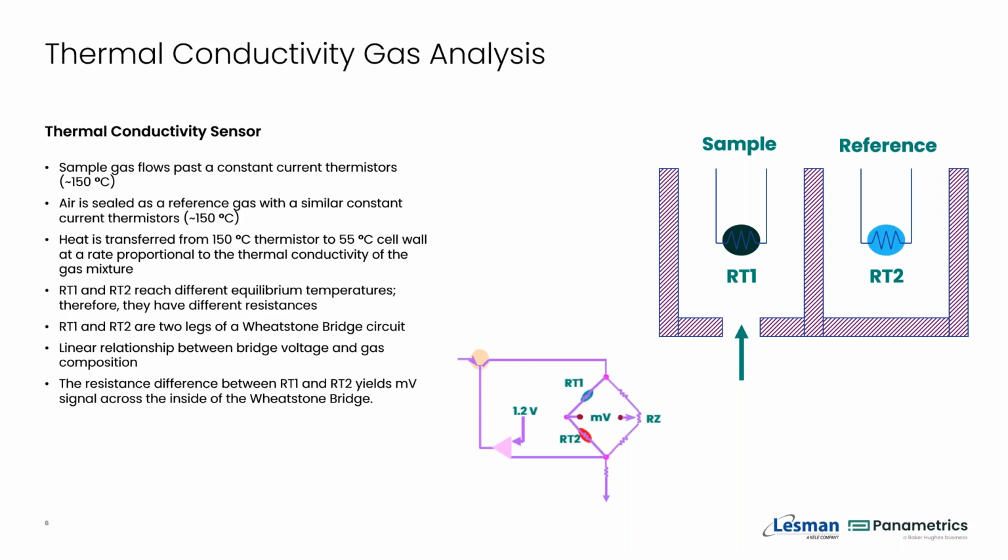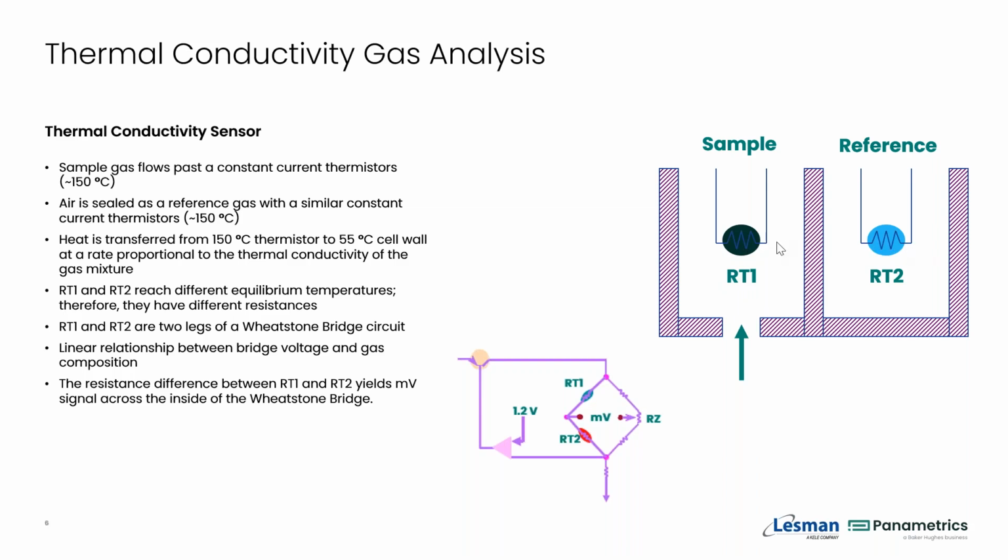While the transmitter itself is kept at 55 degrees C, these thermistors are giving off heat because of that temperature difference. And that heat has to travel through the sample gas on the left and the reference gas on the right, in this case, air. Now, if you had air going through both of these, the rate of change would be the same. The amount of heat going from the thermistor to the wall of the analyzer would be identical in both cases.